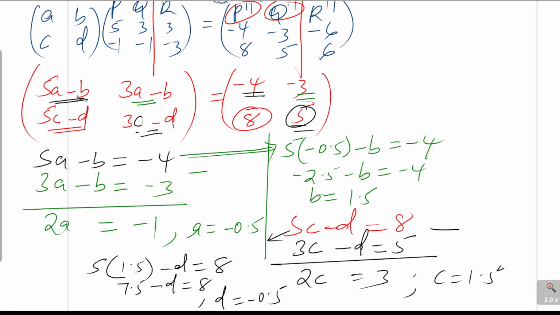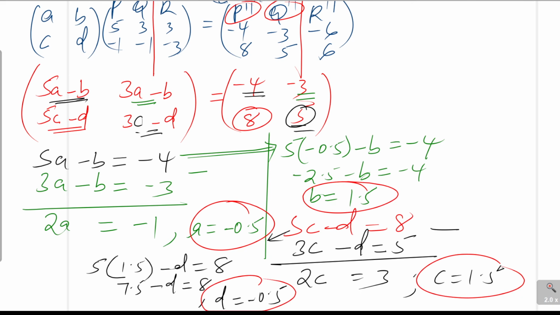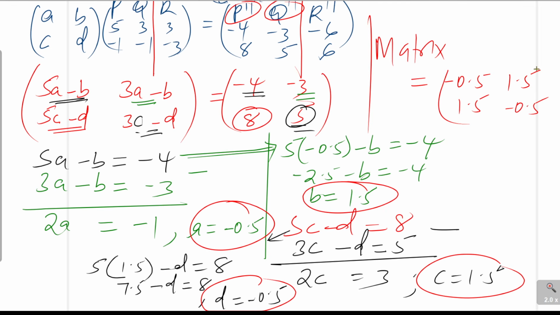Now I'd like you to check. You have A, then B, then C, and then D. So our matrix was A, B, C, D. So the matrix A is -0.5, B is 1.5, C is 1.5, and D is -0.5. So that is the matrix. That is how you're supposed to solve that question.